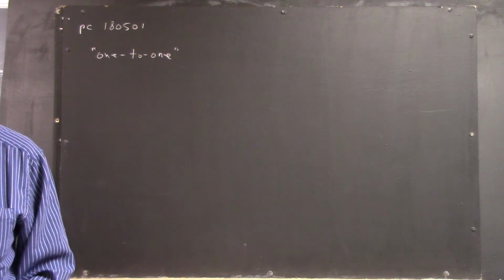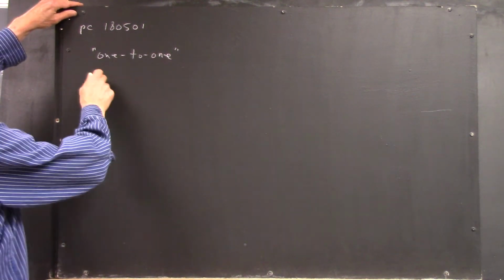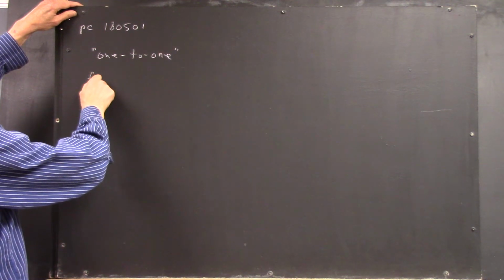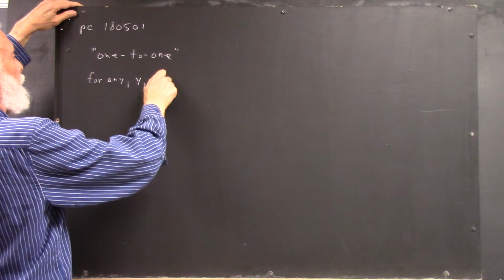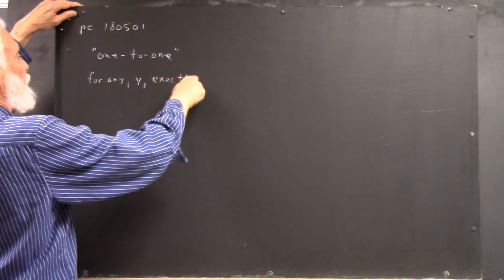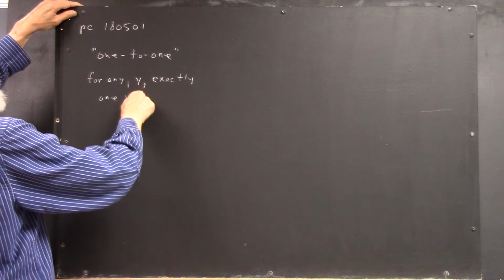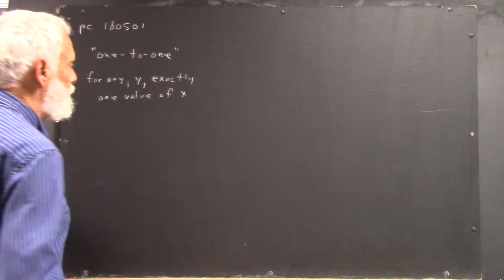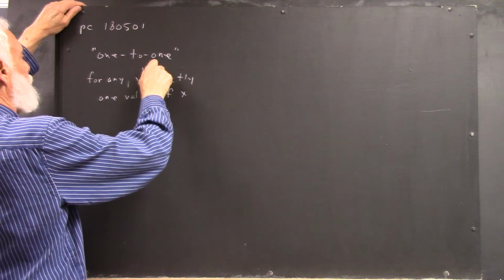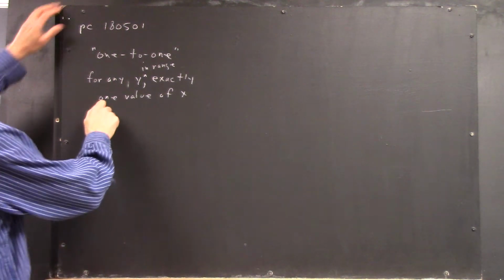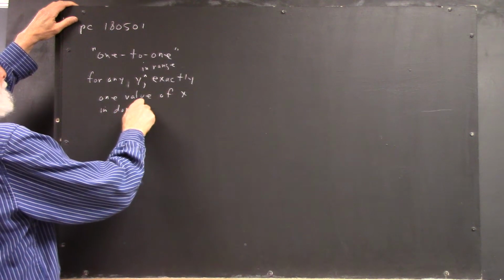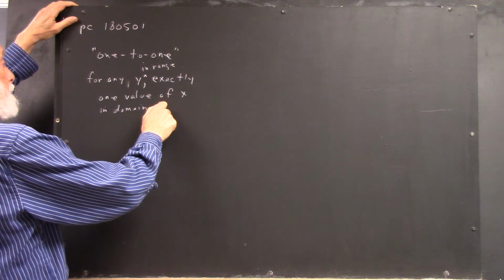Okay, what does one-to-one mean? Well, it's a property that some functions have. Many functions do, okay? It says that for any y, there is exactly one value of x. Okay? And we should maybe say for any y in the range, there's exactly one value of x in the domain. Okay?